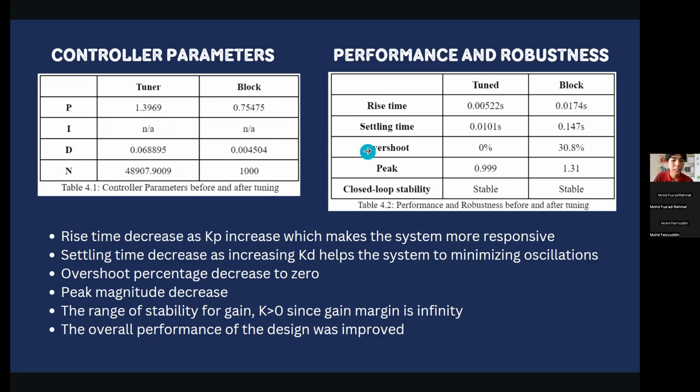By increasing the KP, the system becomes more responsive, so it reduces its rise time and also the peak time. The settling time decreases because the KD helps the system minimize the oscillation.